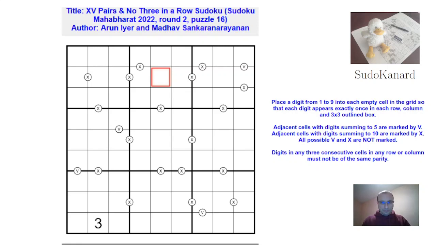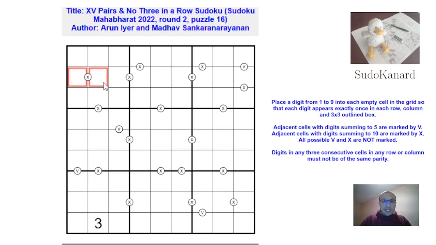Alright, so when I did this puzzle during the round, I found the logic, but I made a mistake at some point and I couldn't solve it in the end because of this mistake. So how do we start? Well, we'll do some coloring.